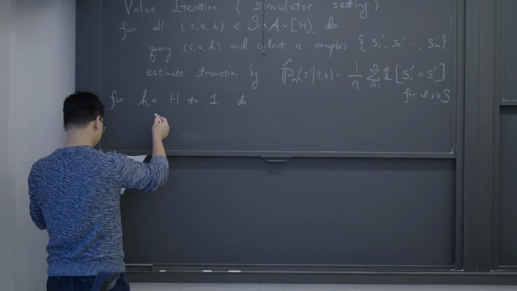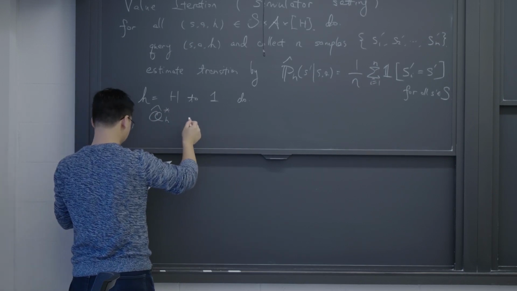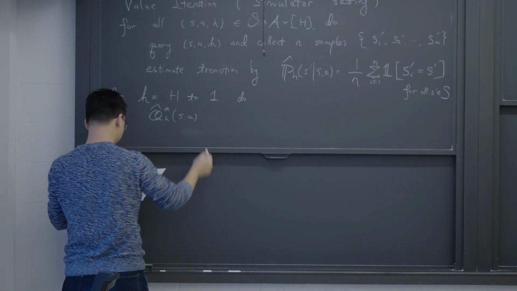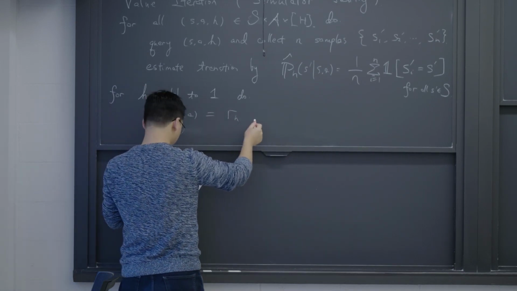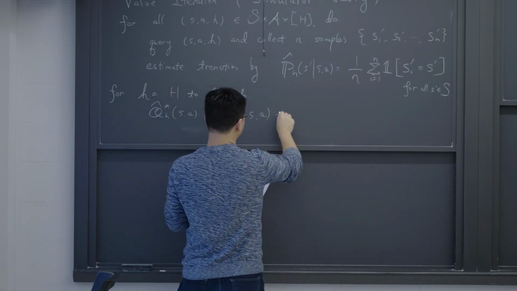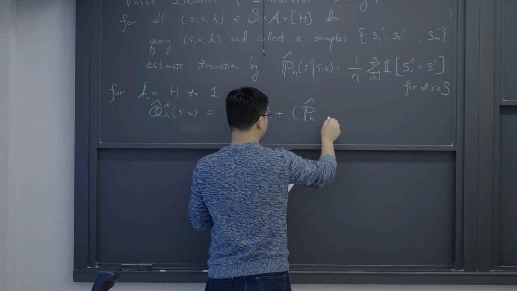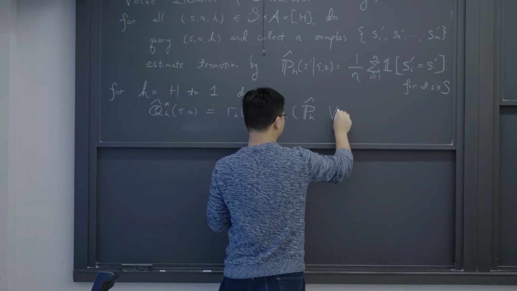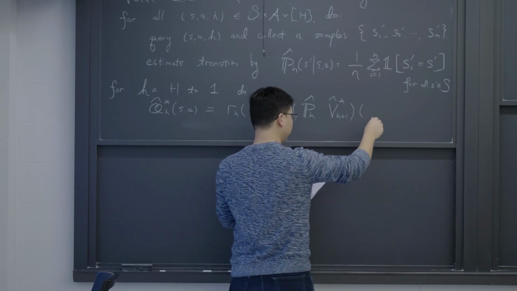We compute Q star hat h of s, a equal to r_h of s, a plus P hat h times V hat star h plus 1, evaluated at s, a.